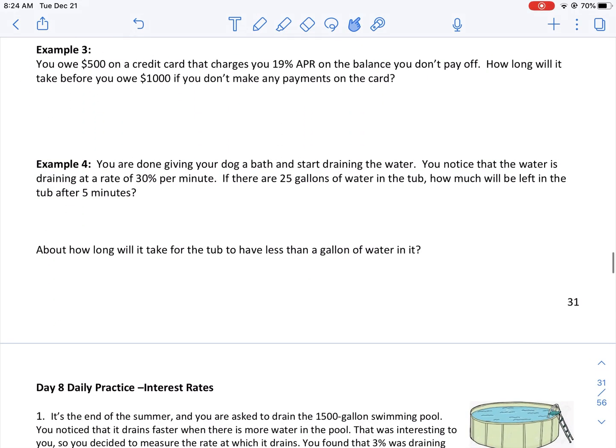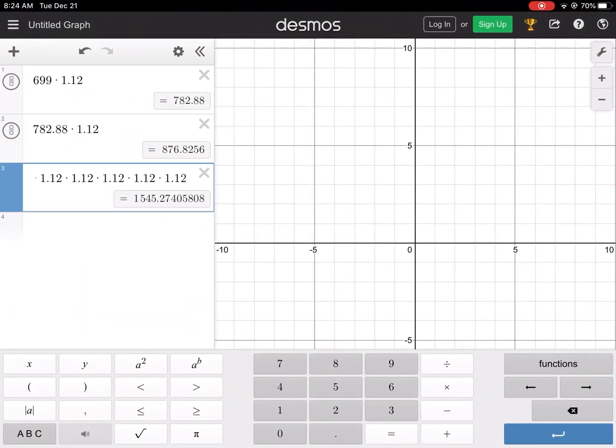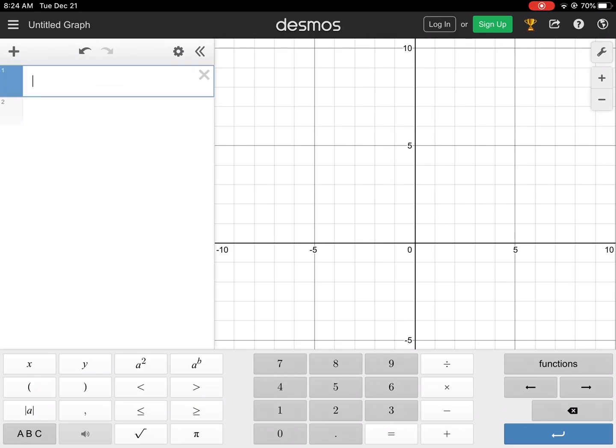So the third one, you have a credit card that charges you 19% interest. How long until it will take $1,000 if you don't make payments? So when is 1,000 equal to 500 times 1 plus 0.19 to the x, or to the t power. So you'd have to mess around with a calculator on this one to see what that exponent should be.